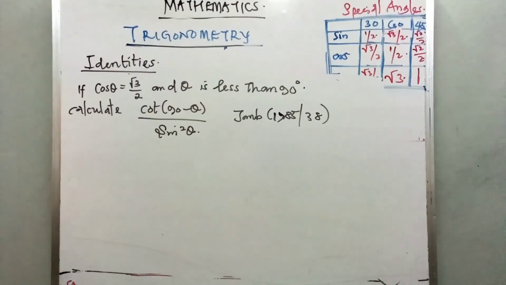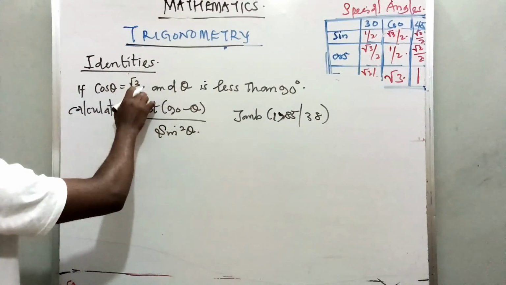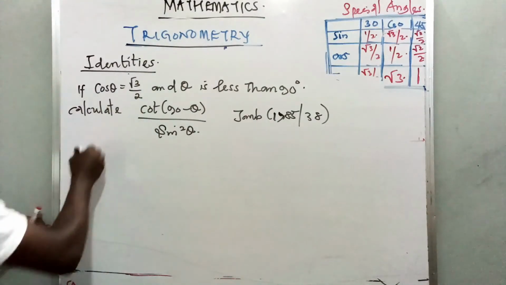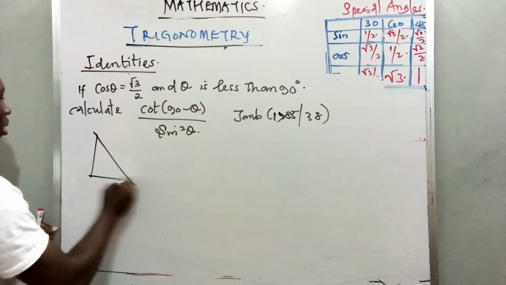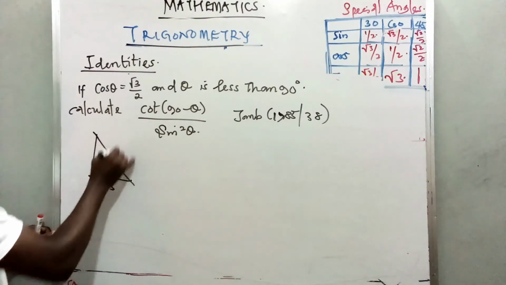Now, look at this question. We have here that cos theta is equal to this, and I said theta is less than 90 degrees. Evaluate this. First and foremost, having your cos theta here becomes root 3 over 2.